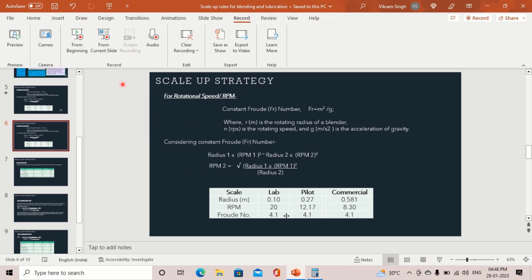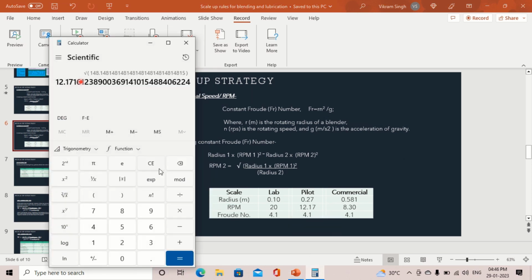So friends, now we'll see a practical example of how we calculate the pilot scale RPM or commercial scale RPM. The same equation we are going to use. Radius 1, which is 0.10 at the lab scale where we optimized our process. Multiply by RPM 1 square, the lab scale RPM square, means 20 into 20. So this will come around 40.